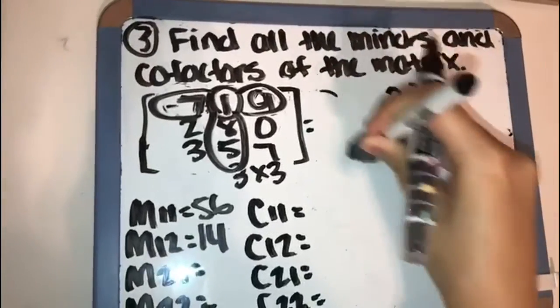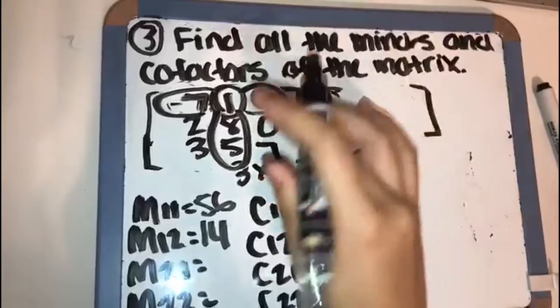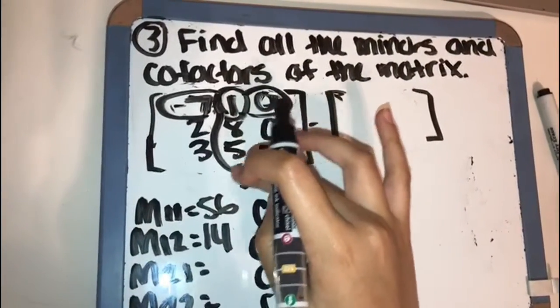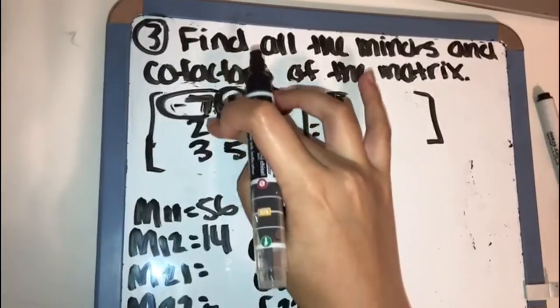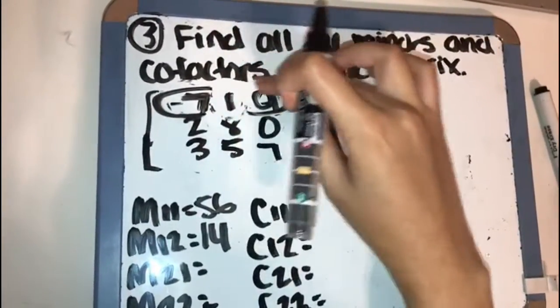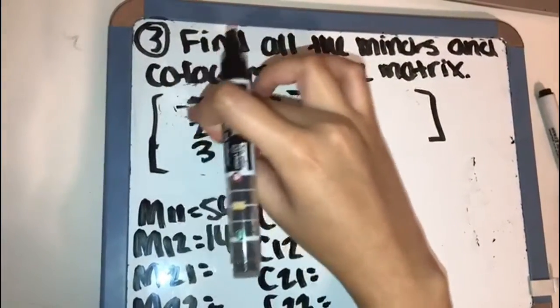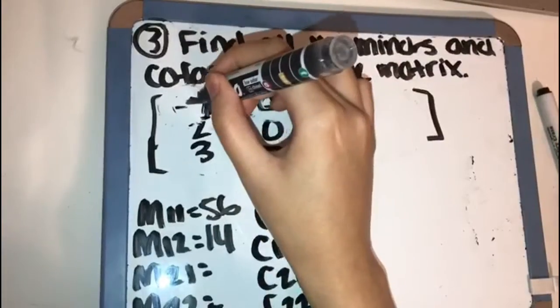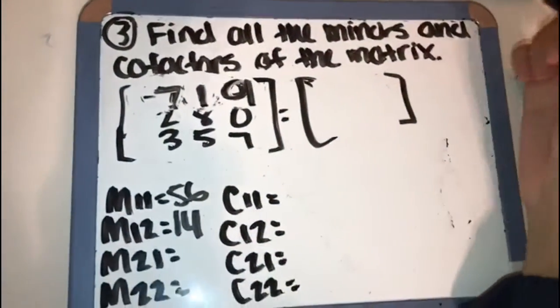I should have erased the matrix part right here. Let me just erase this 3 by 3. I think it's a little confusing right here. This does take a long time to figure out what the answer is for each of these minors and cofactors, but when you get used to it, it'll be easier to solve, okay?